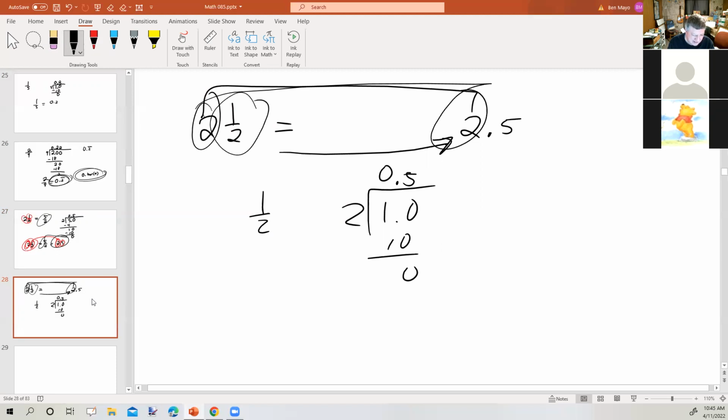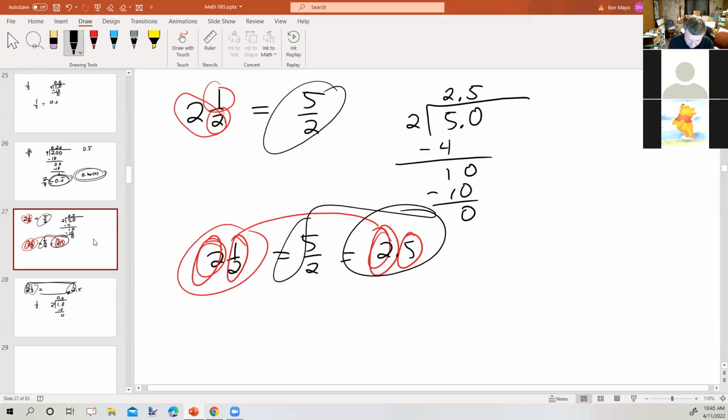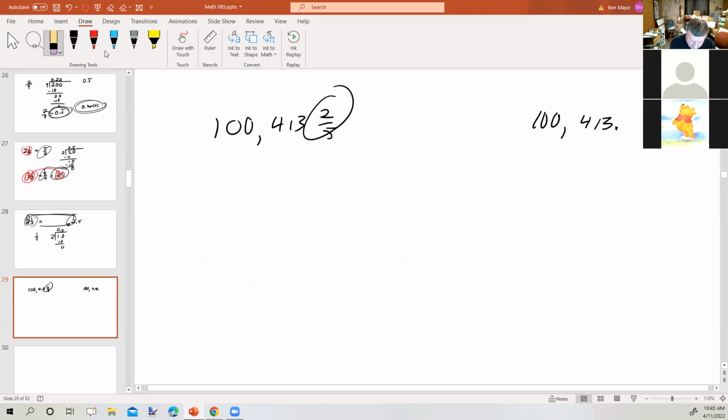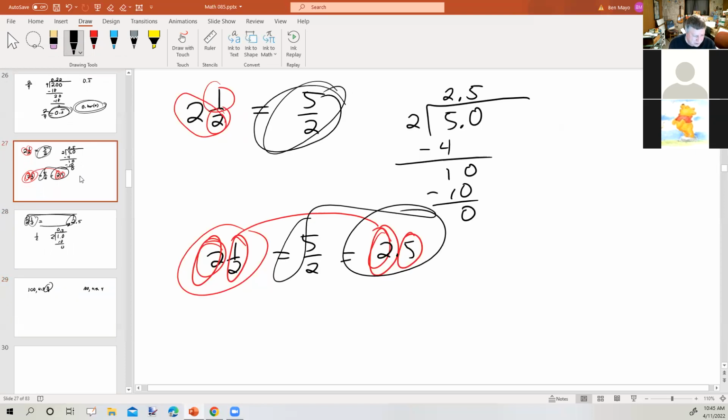Now, you might say, gee, I don't know why I would want to do this. It doesn't seem that big of a deal to do it this way, and that's great. But what if you had something like this, 100,413 and 2/5? Would you want to change that into an improper fraction? No, because you could go over here and say, well, it's going to be 100,413, and then take the 2/5, which is going to be 0.4. Okay, so either way is fine. If you're most comfortable just continuing to do it that way, that's fine.